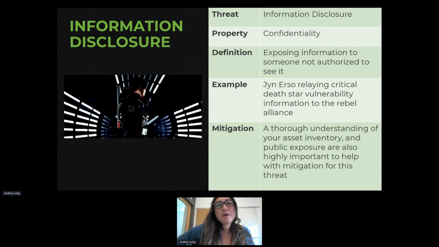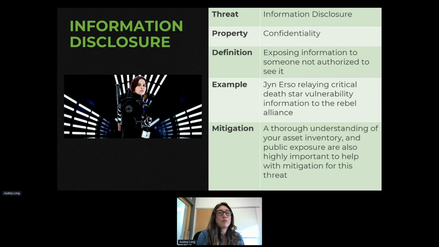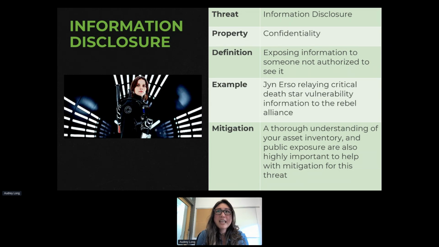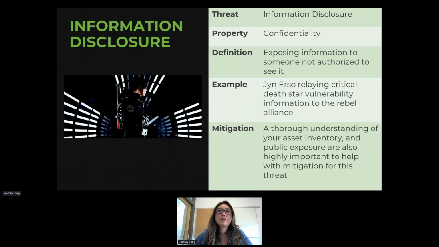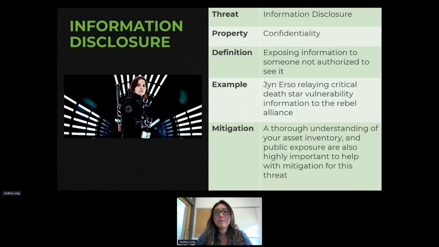In this example, we see Jyn Erso relaying critical Death Star vulnerability information to the Rebel Alliance as seen in Rogue One. The mitigation also could be around thoroughly understanding your asset inventory, and public exposure is also very important to understand so we can mitigate for this threat.